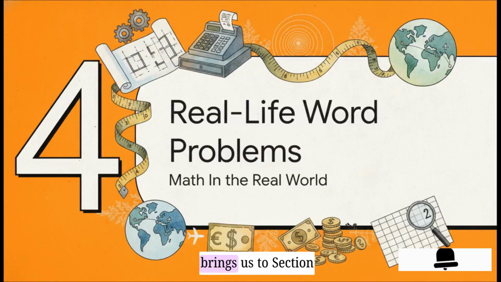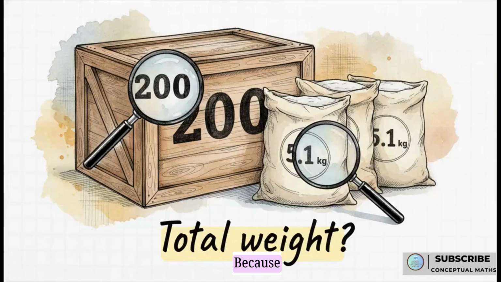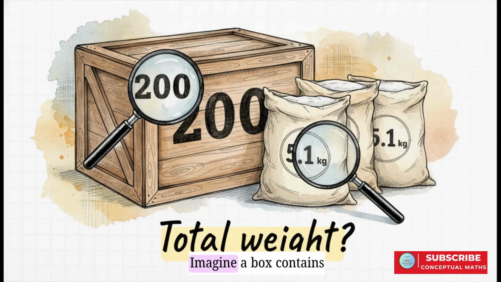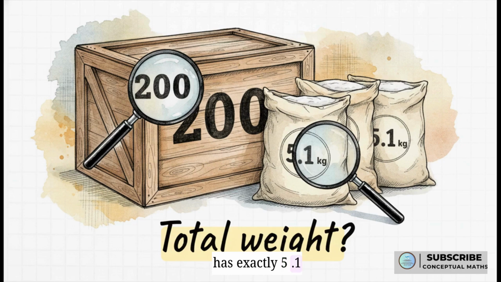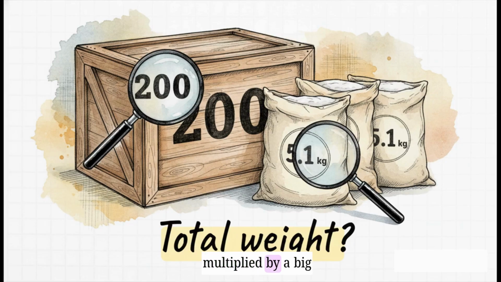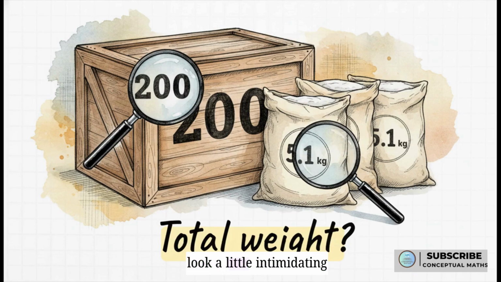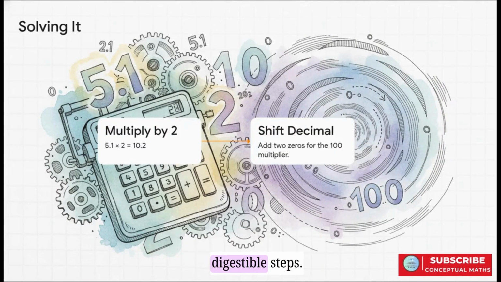And this brilliantly brings us to Section 4, real-life word problems. Because math isn't just something on a chalkboard, right? It exists all around us. Here's our first practical challenge. Imagine a box contains 200 packets, and each packet has exactly 5.1 kilograms of flour. We need to find the total weight of the box. Now, I know seeing a decimal multiplied by a big number like 200 might look a little intimidating at first glance, right? But we can easily break this down into digestible steps.